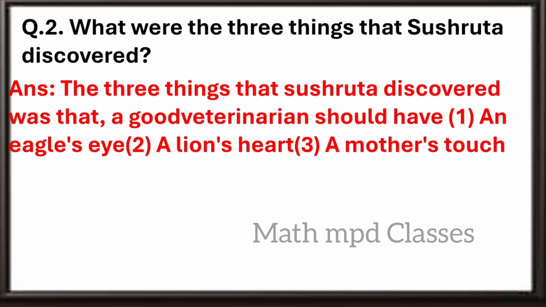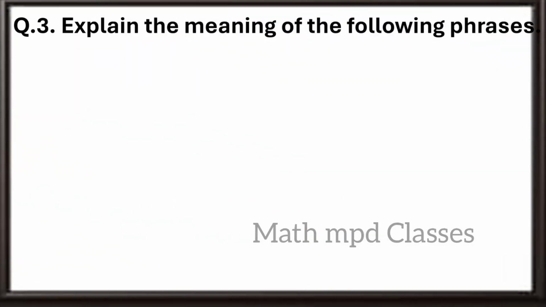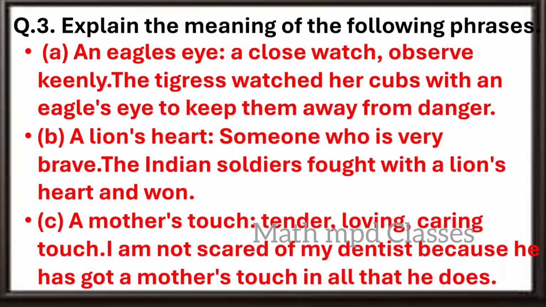Next question. Explain the meaning of the following phrases. First, an eagle's eye. A close watch. Observe keenly. The tigress watches her cubs with an eagle's eye to keep them away from danger.